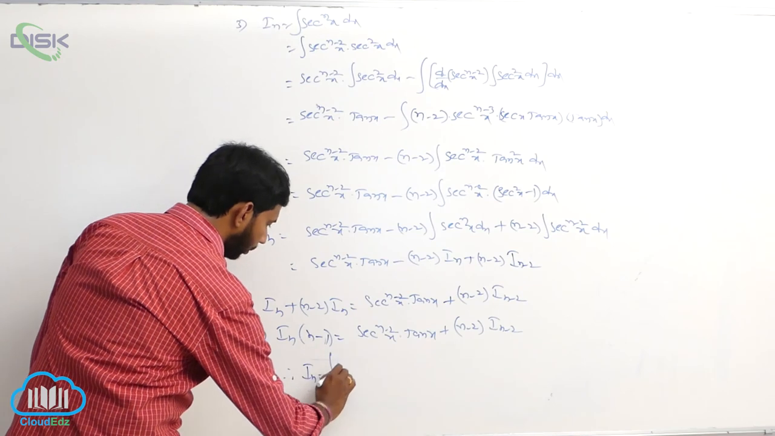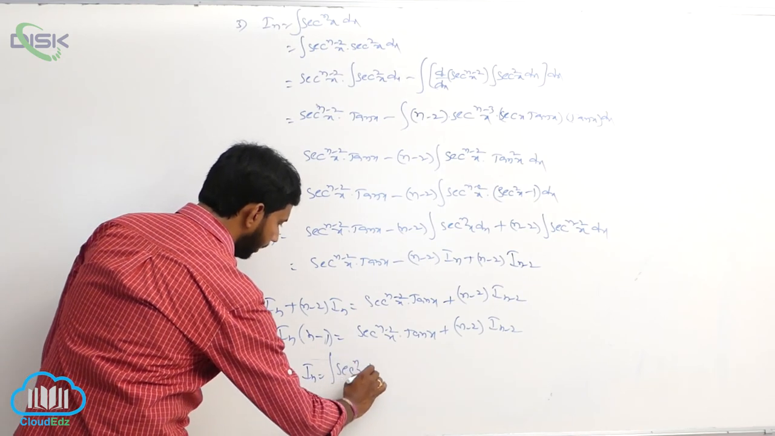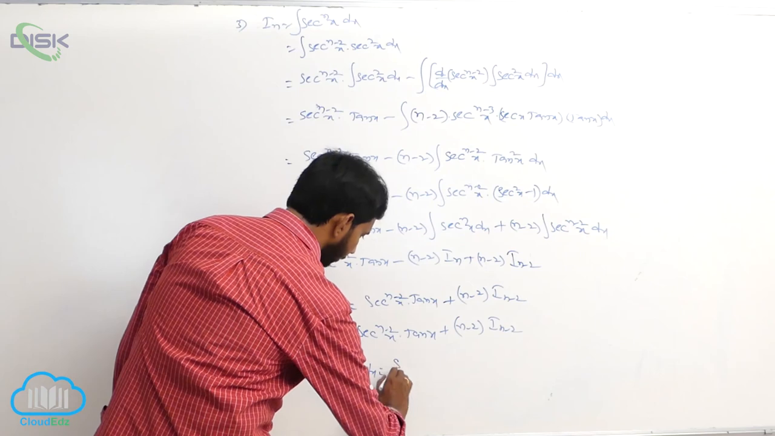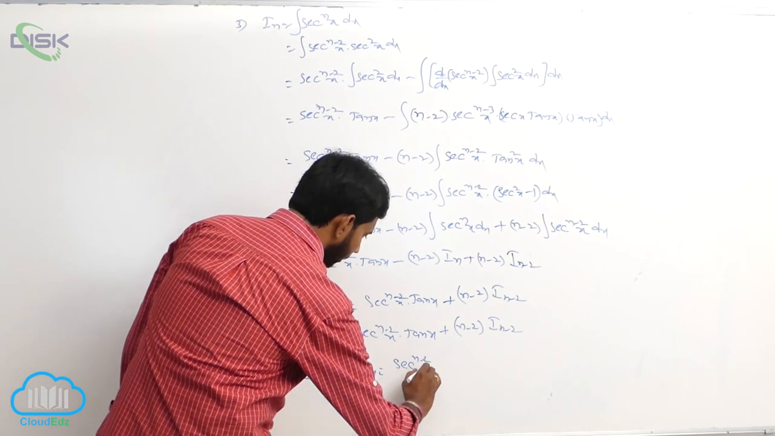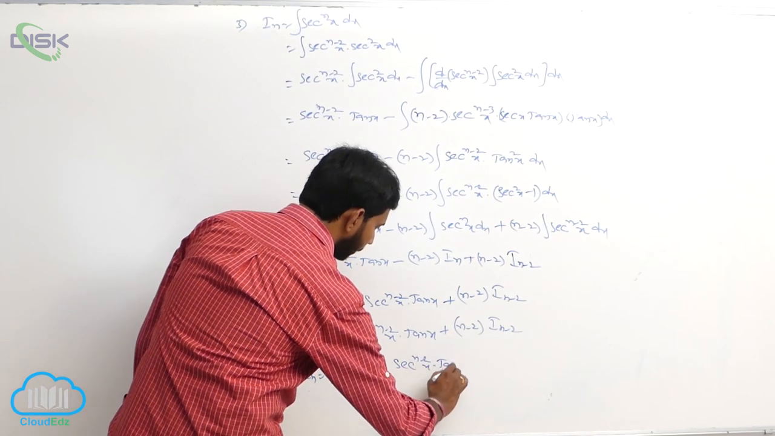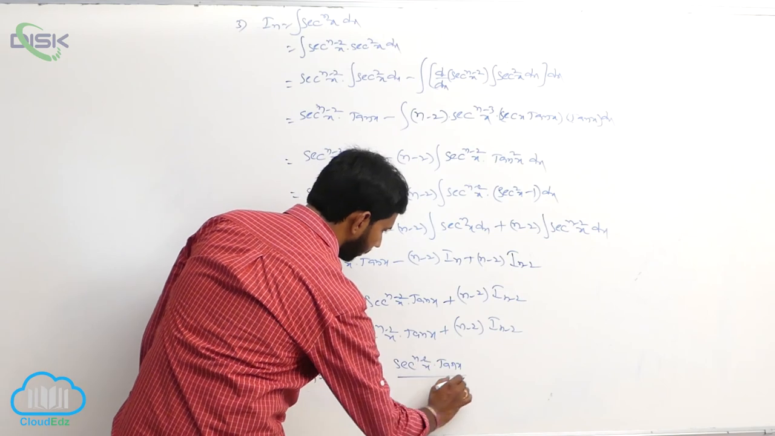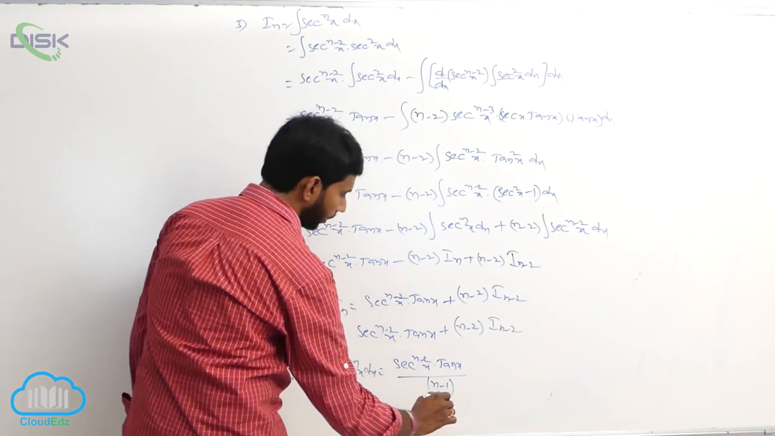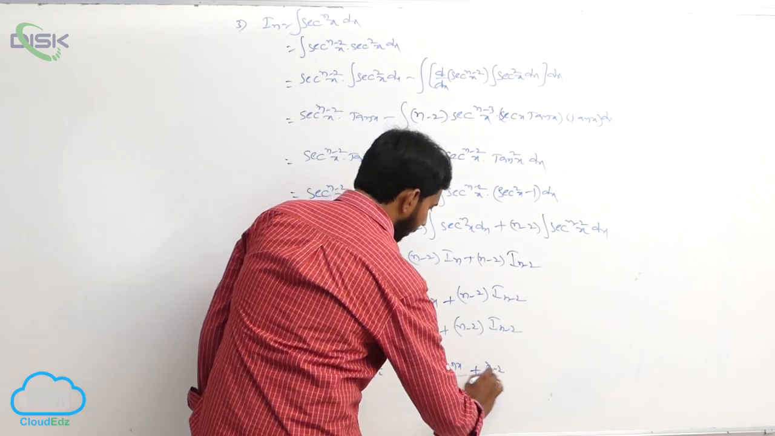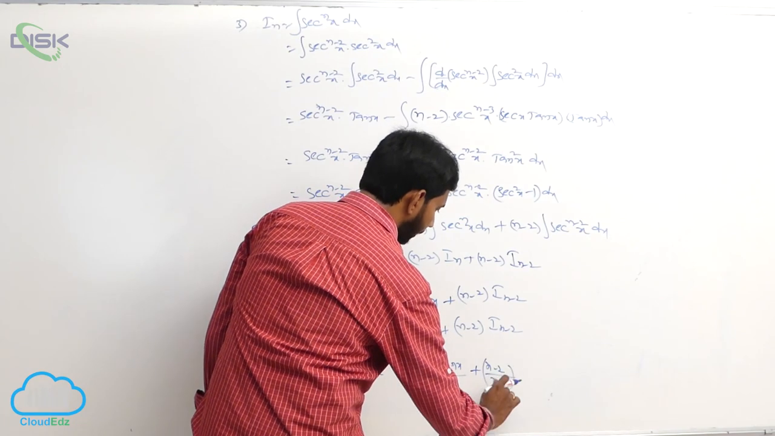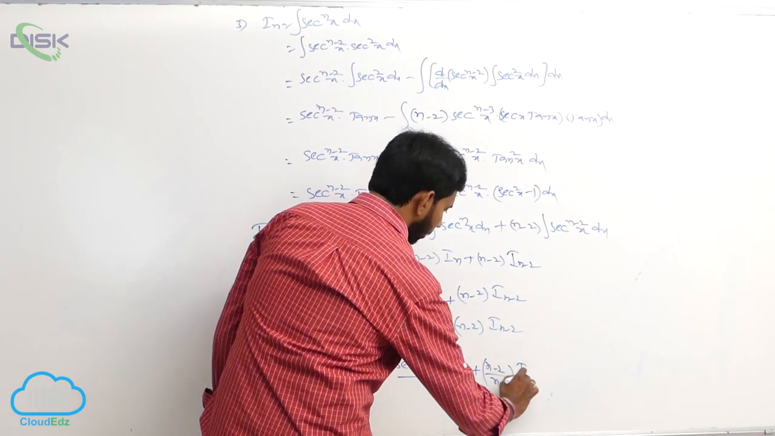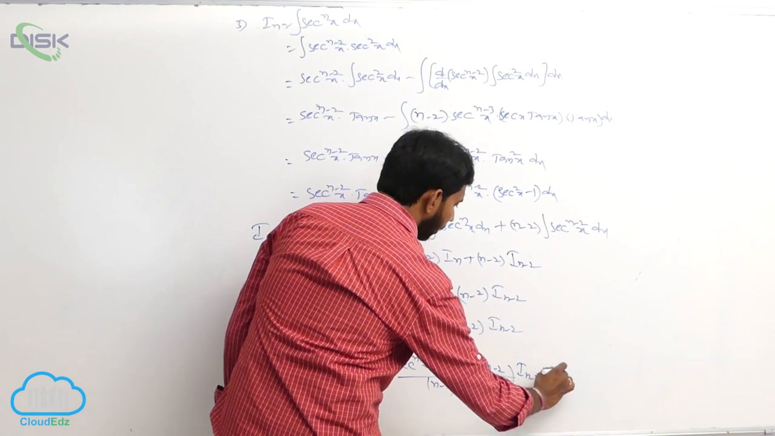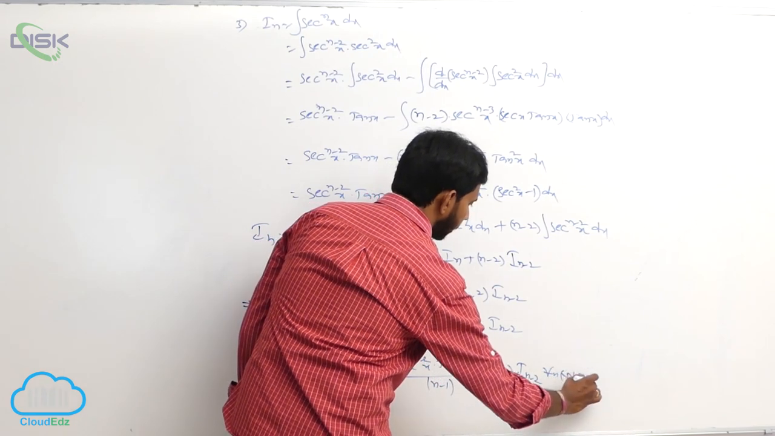Therefore, I n, equal to integral of secant power nx dx, is equal to secant power n minus 2x into tan x by n minus 1 plus n minus 2 by n minus 1 into I n minus 2, for all n belongs to N, n is greater than or equal to 2.